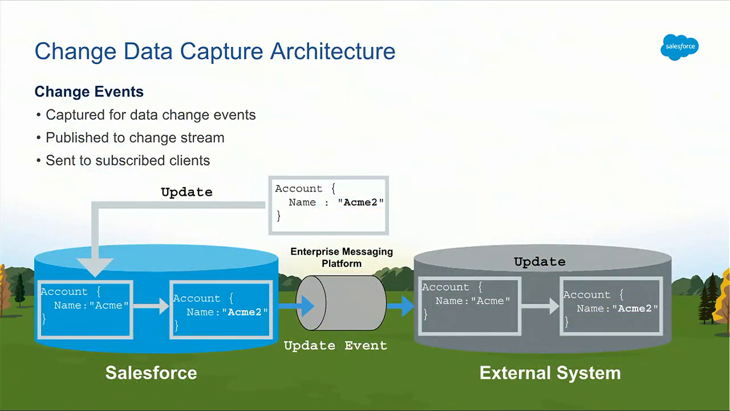So at a quick level, CDC consists of 3 different parts. The first is capture. Once we capture the change, then we publish that to the event stream. Once it's on the event stream, we publish it out to whoever's subscribed.